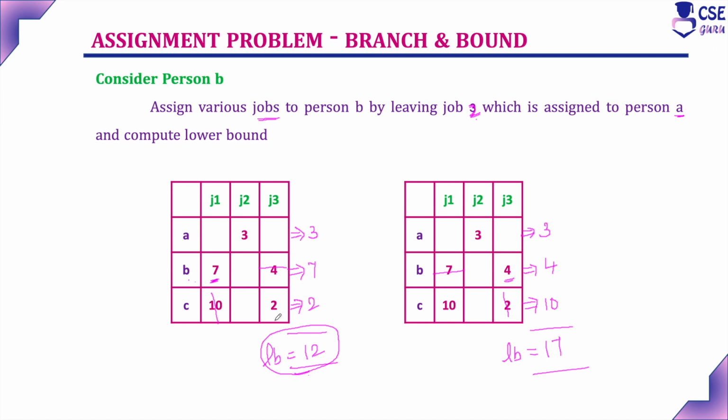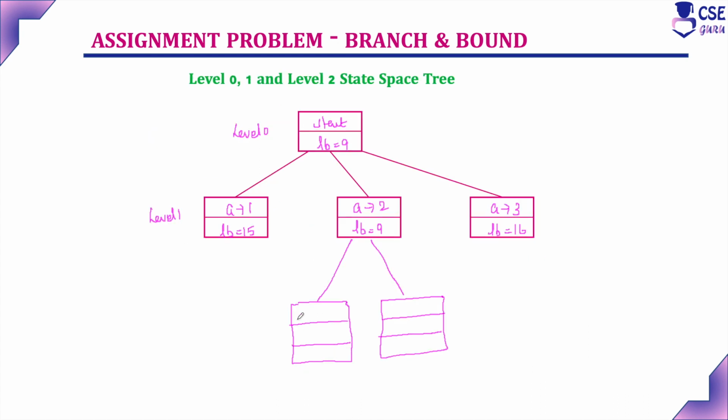And finally, only one job is left out. So assign job number 3 to person C. Then we got the solution. Okay. And its lower bound is 12. So with this, we will construct the next level state space tree. So now for person B, this will be considered as level 2. Okay. Since we are combining person C also, this will be considered as level 2 and 3.